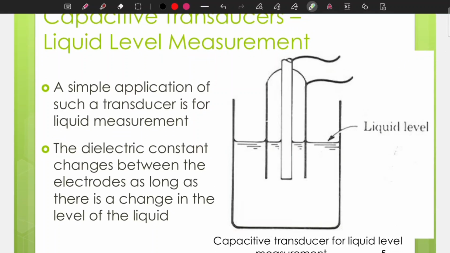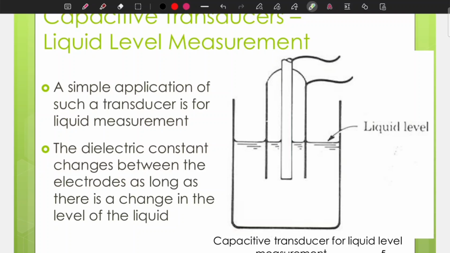we have two materials of different dielectric constant. We have the liquid and we have the air. This one is the air, this one is the liquid. As you know, air has a much lower dielectric constant compared to water, which is around 80, and air is 1. So as the liquid level changes, the amount of liquid between the electrodes will change, and consequently the capacitance of the system will change.